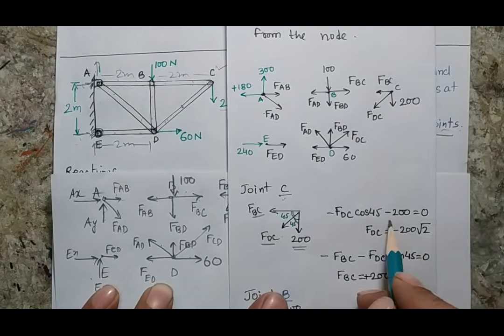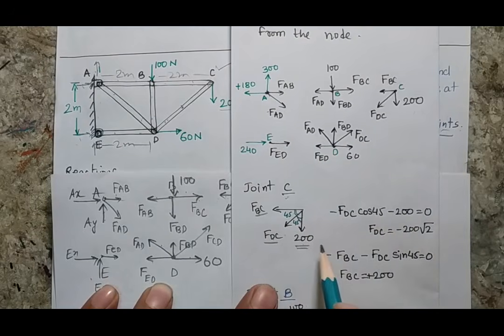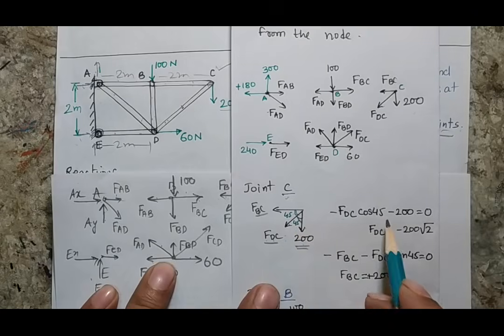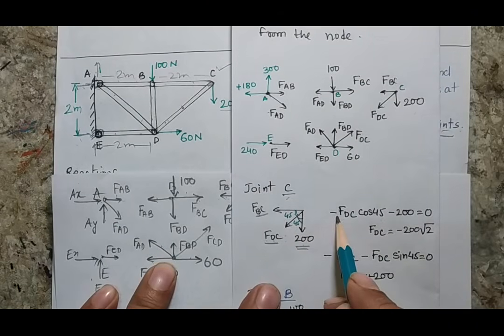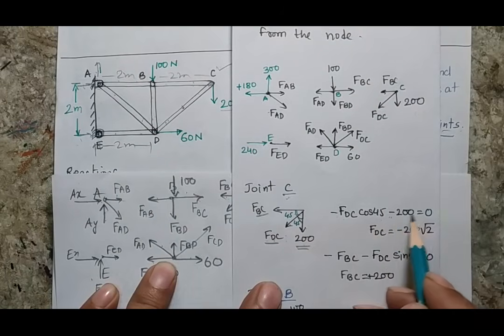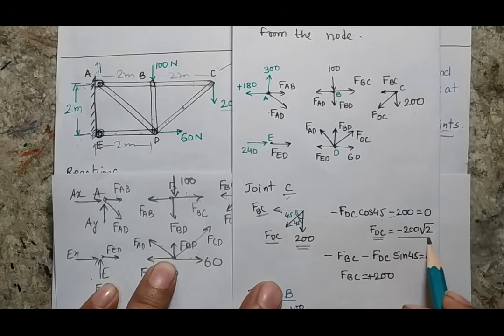When I write the horizontal force and vertical force balance, from the vertical force balance I know that FDC cos 45, which is in the downward direction, that is why negative, and the 200, which is also in the downward direction, these two will sum to 0. It gives that FDC comes out to minus 200 root 2.